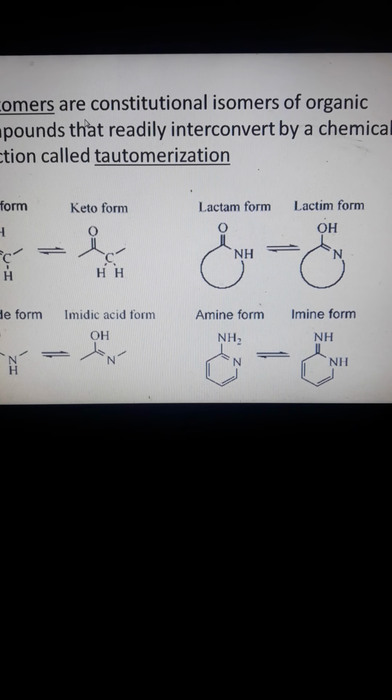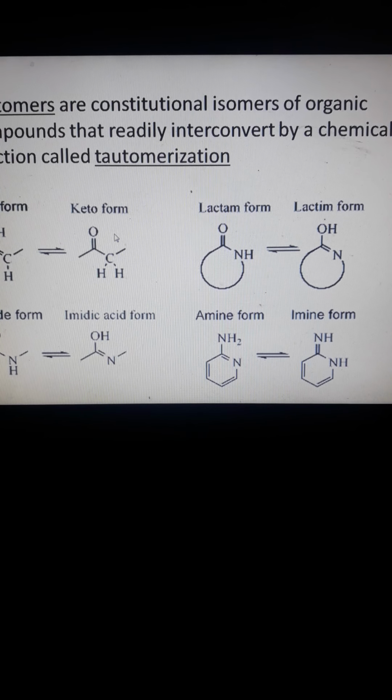Okay, so tautomers are constitutional isomers, not mirror images, compounds that readily interconvert by chemical reactions. So they are not constitutional in the sense of mirror images. It is interconversion by a chemical process, correct. So with the enol group to the keto form, or the lactam form to lactim. Okay? So this is lactim already. And we have the amide form to imidic.